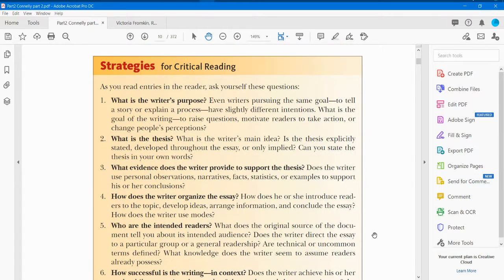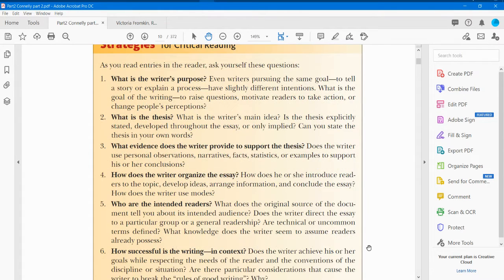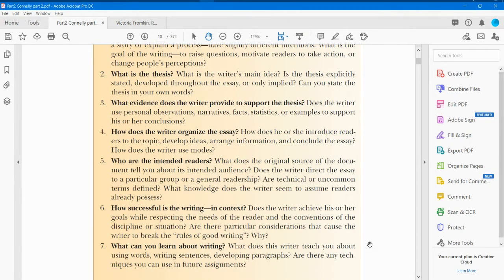So these are the 7 strategies for critical reading when you are reading. You can also use them for writing. When you are writing, you can also write with these strategies in mind for the person who is reading. These will also help you guide your writing.